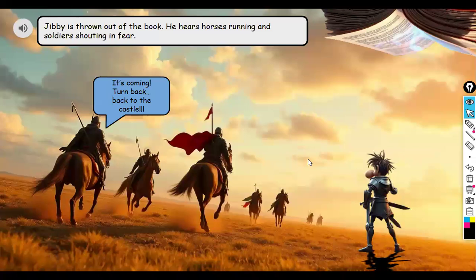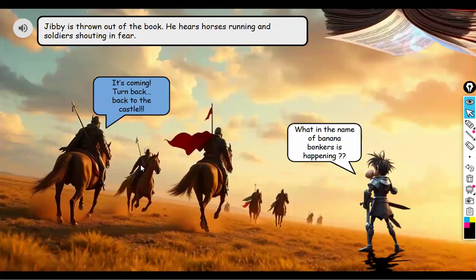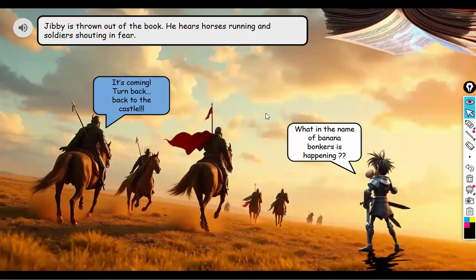Oh, y'all want to take a guess? One of the horsemen is saying, it's coming, turn back to the castle. Anybody want to take a guess of what is chasing them and why they're fleeing in fear? I always like to hear the guesses. Someone says a titan. Not too sure what a titan is. I've heard the name. Cyclops, a dragon, a giant. Somebody said their mommy. All right, let's move on.